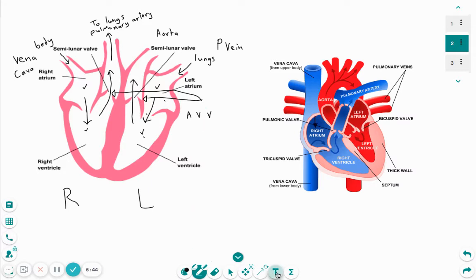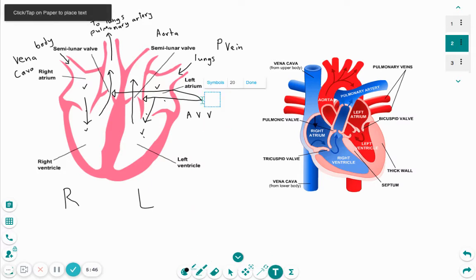Just type it, it might be easier. Semilunar valve. Right.